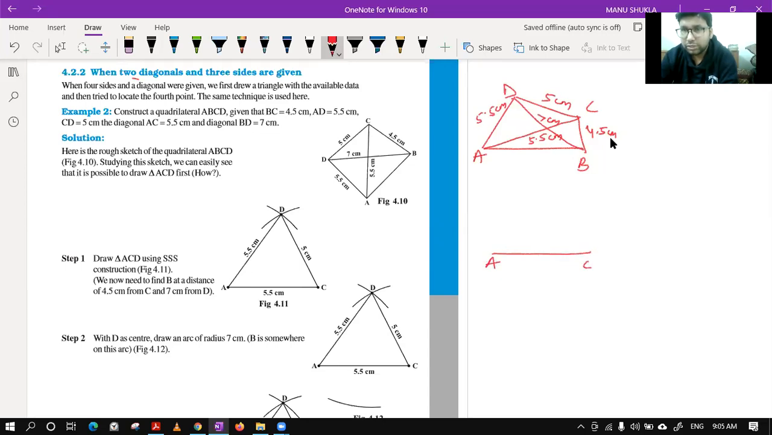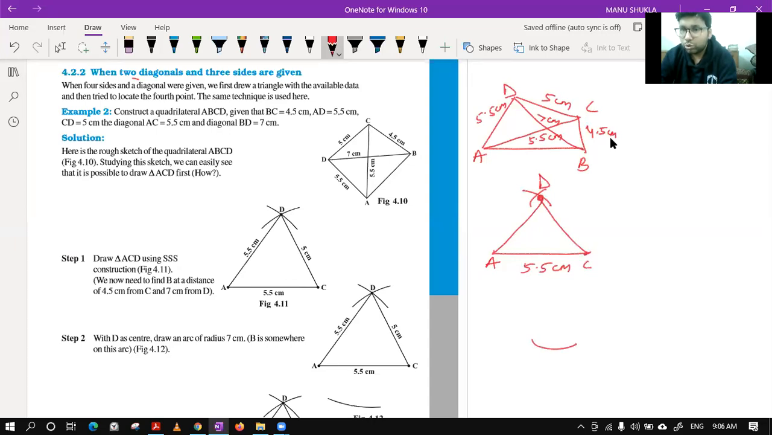If we go for AC first, that is 5.5 centimeter, we can easily cut an arc of 5.5 from here for AD. Then we can cut an arc of CD as 5. We will get easily this point as D. After that, the problem will come in this one. You can draw CB equal to 4.5. Suppose somewhere here, from C, you have cut an arc.